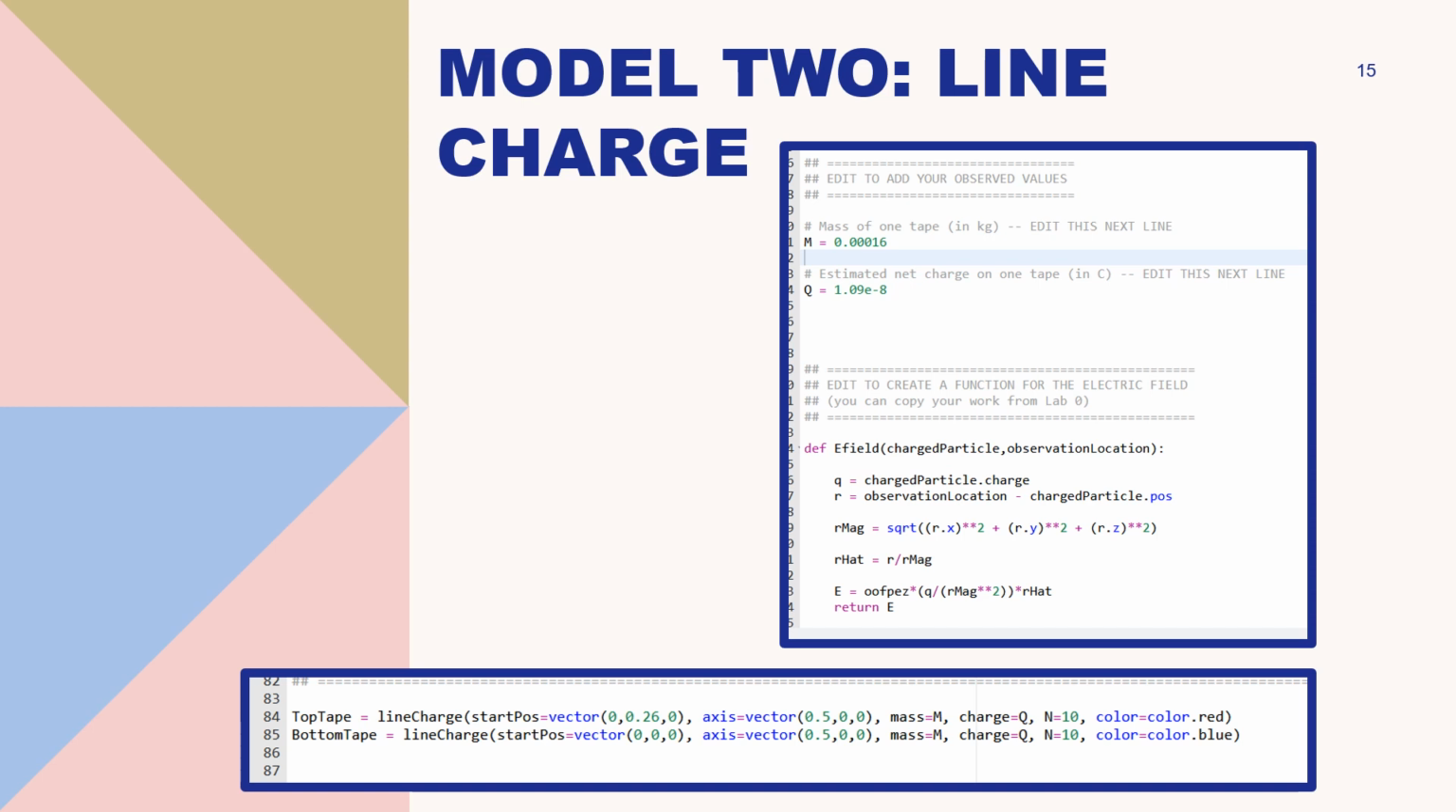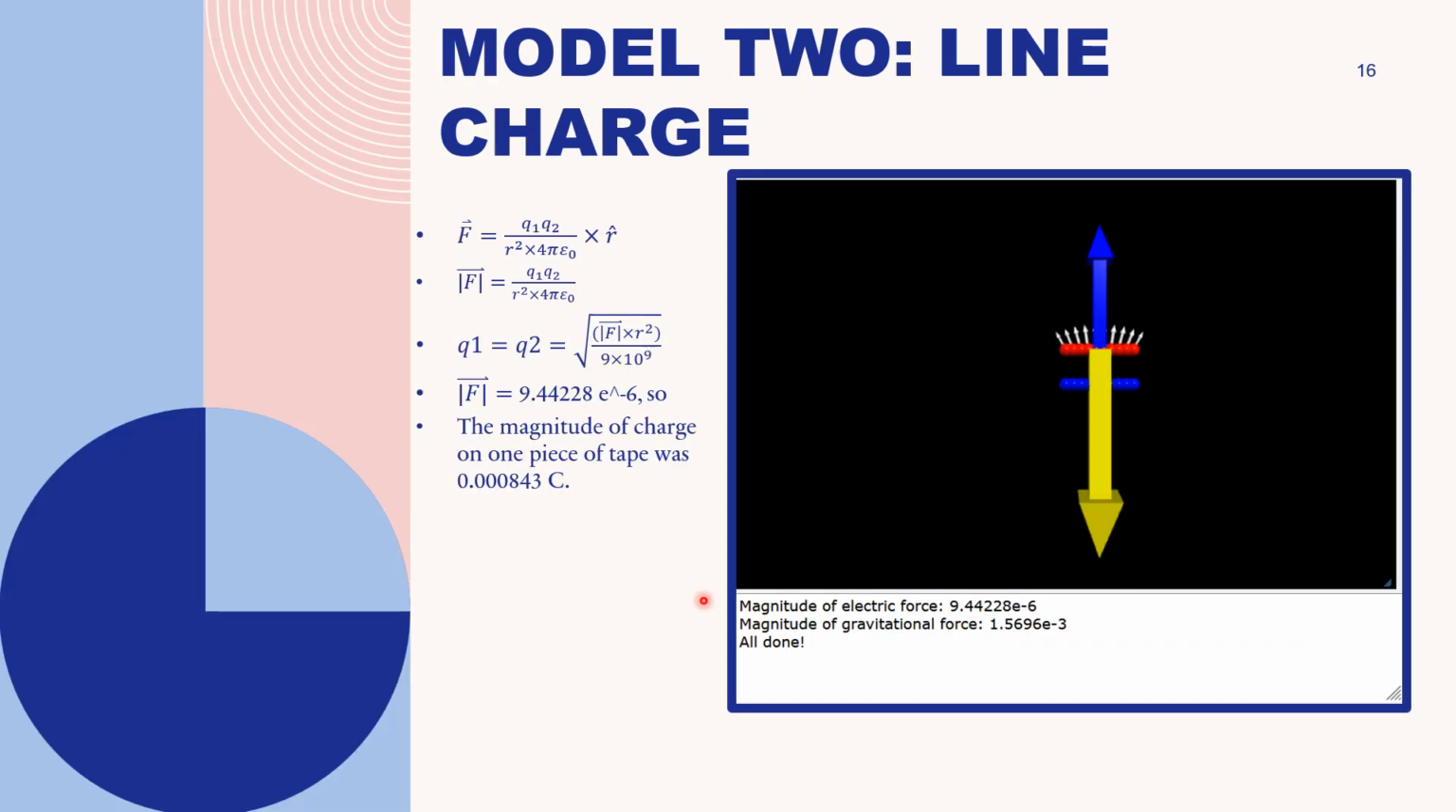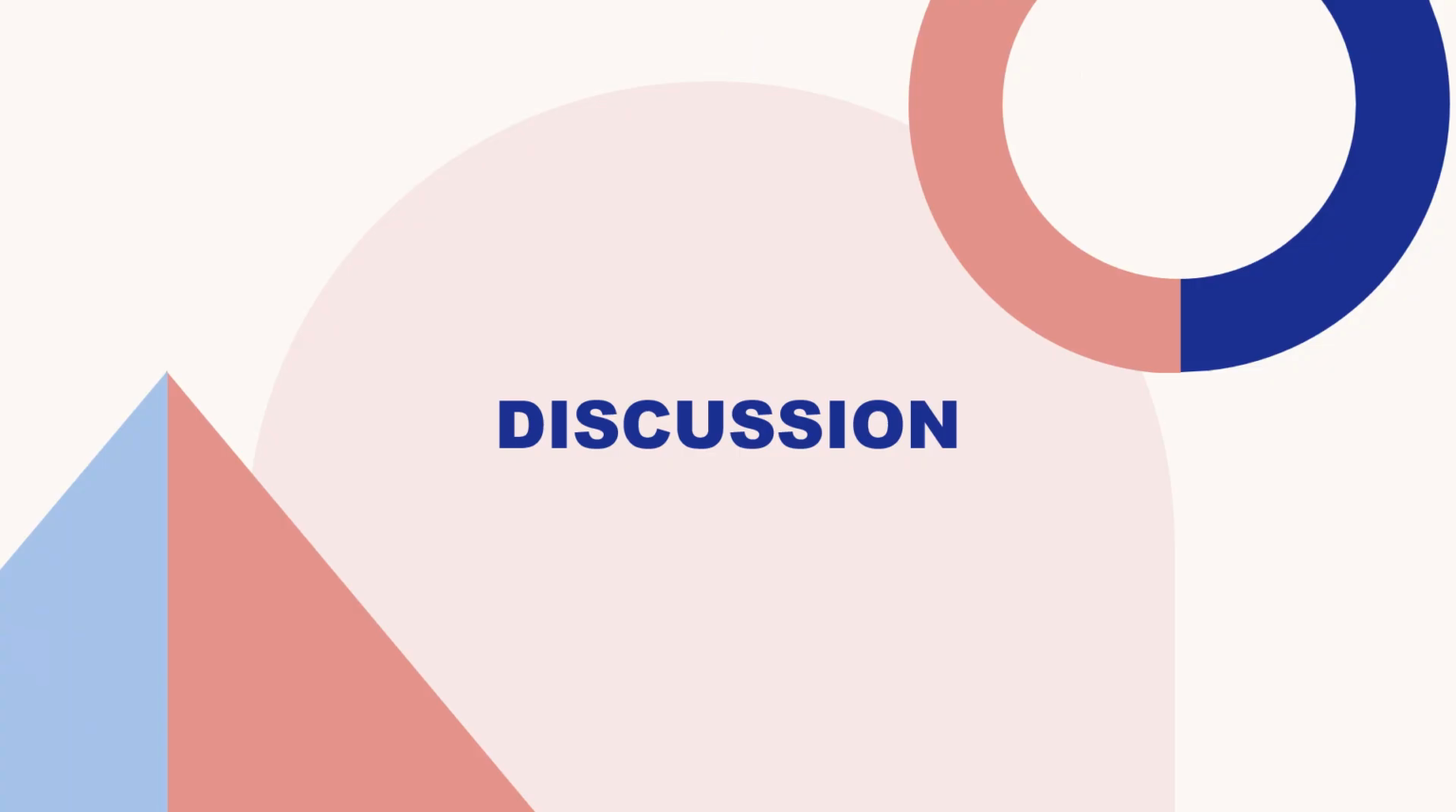For model 2, instead of representing it as 2 points, I represented it as 2 lines of points. And as such, after inputting the mass and then the charge I just found, and inputting the function I created in experiment 0, I had to create a line charge for the top tape and the bottom tape using the distance between the two tapes as my y-axis. Then this is the following result. This function gave us the magnitude of electrical force, and I had to work backwards from that magnitude to find the charges, just as I had earlier. And I found the magnitude of charge on one piece of tape was 0.000843 coulombs.